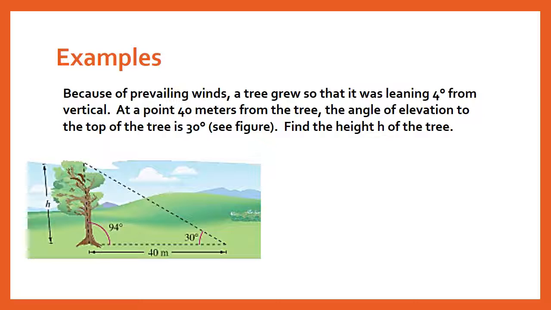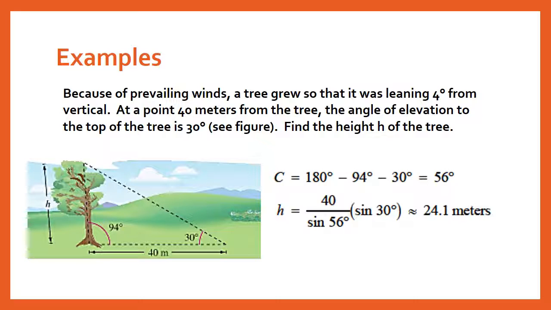So you are going to be using the law of sines. You'll need to find your third angle first, and then use the law of sines to find h. Pause the recording, give it a try, and resume to check your answer. So angle C is 56 degrees. So we will do h over the sine of 30 equals 40 over the sine of 56. Multiplying both sides by the sine of 30, we get 24.1 meters.